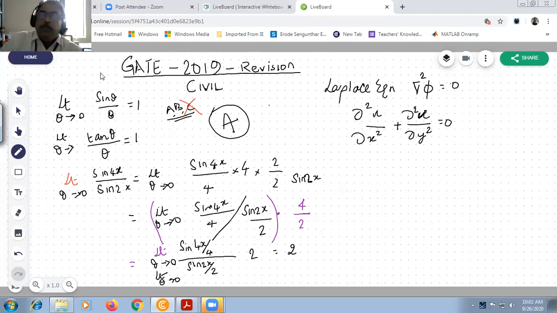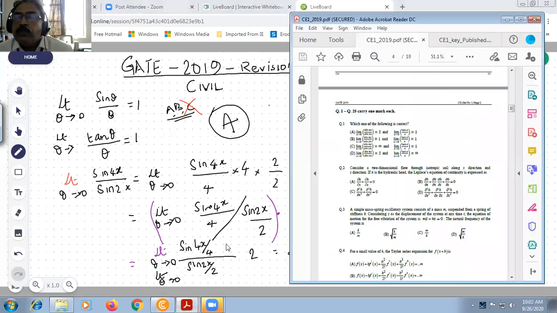So depending upon the problem, we change x and y. See here the problem is given like that: consider two-dimensional flow in an isotropic soil along the x direction and z direction. So x and z, right? The function is the hydraulic head h.